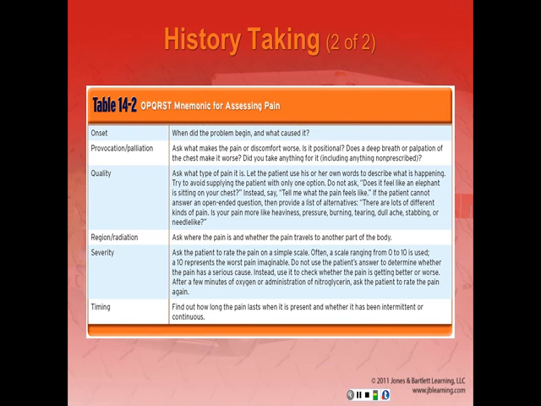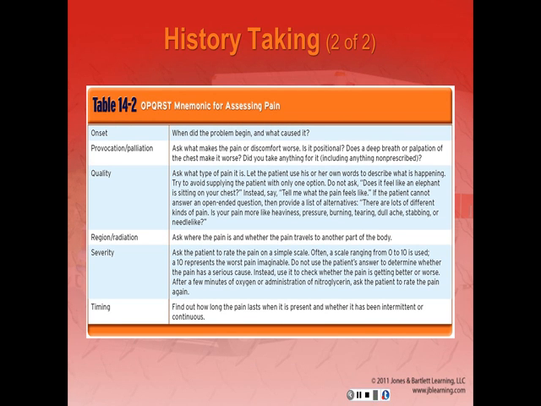Always use your OPQRST mnemonic when you're assessing pain. You want to ask about onset: when did it begin, and what caused it. Provocation or palliation: is there anything that makes it better or worse? Is it positional? Does it hurt worse when you're taking a deep breath or when I touch your chest? Have you taken anything for it?